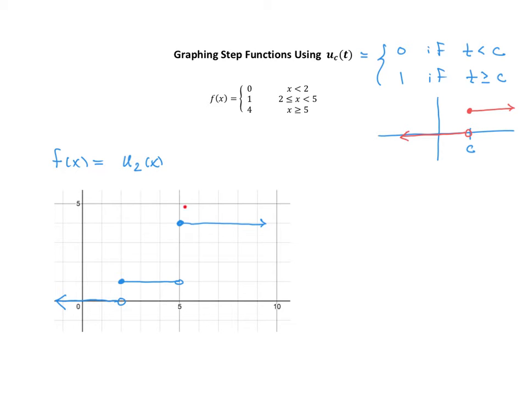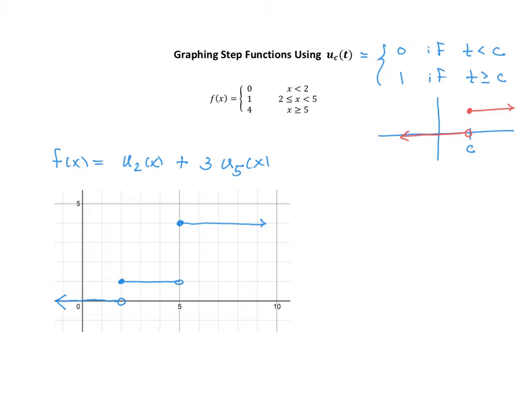But the issue is there's this other part over here. If it was just this function, it would always be 1 from 2 onward. But the second you get to 5, you don't want it to be 1, you want it to be 3 more, up at 4. What you can do is add on 3 times u sub 5 of x. And this will actually give us this function here.